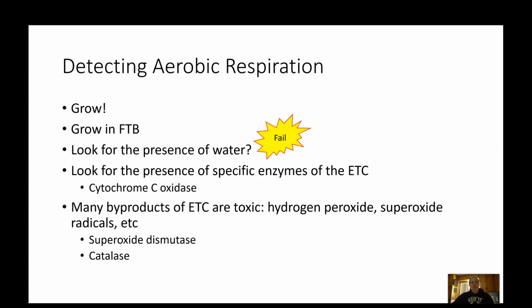But there are a couple of things we can do. We can look for the presence of very specific enzymes that we know are part of the electron transport chain. This is what we're going to do in the cytochrome C oxidase test. And we can also look for that bacteria's ability to handle the toxic byproducts that go along with processing and using oxygen. If you recall way back, I think in Unit 1, we talked about this.